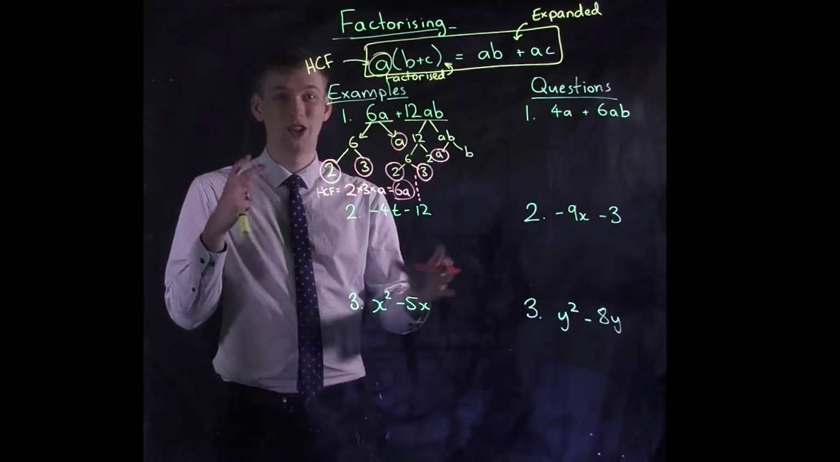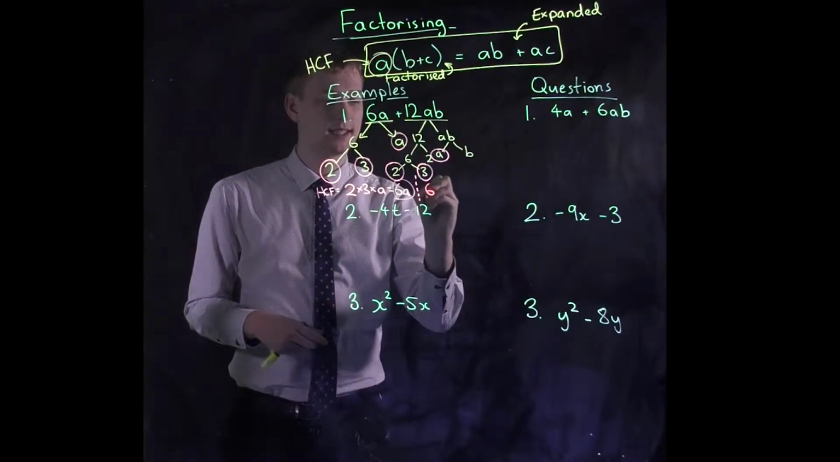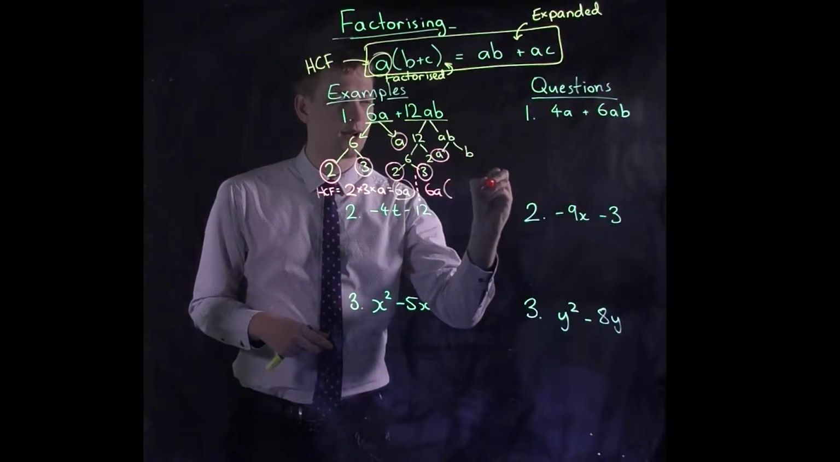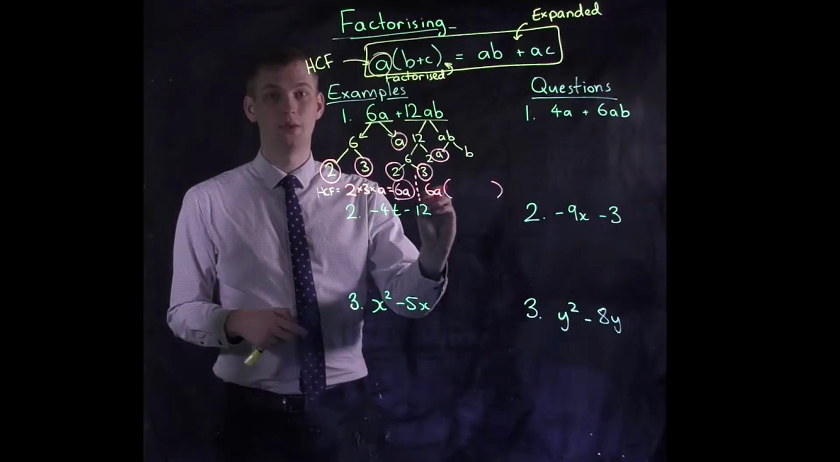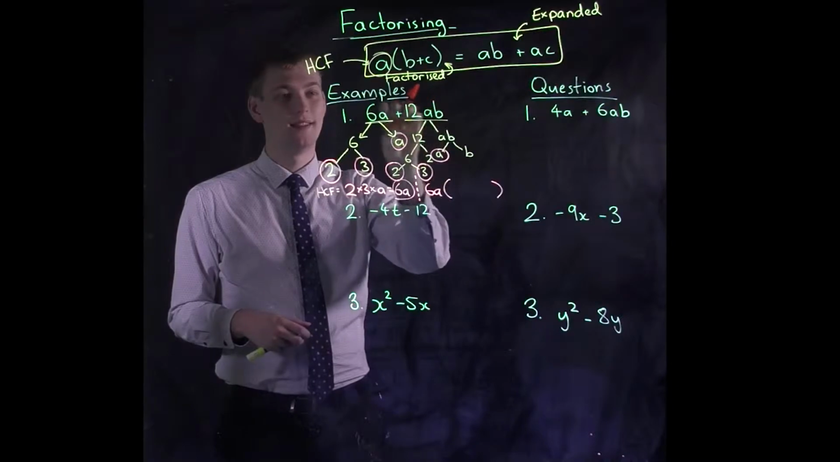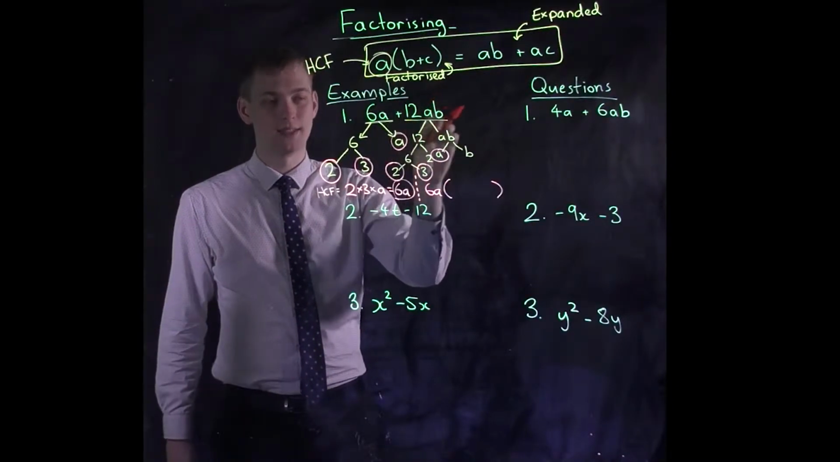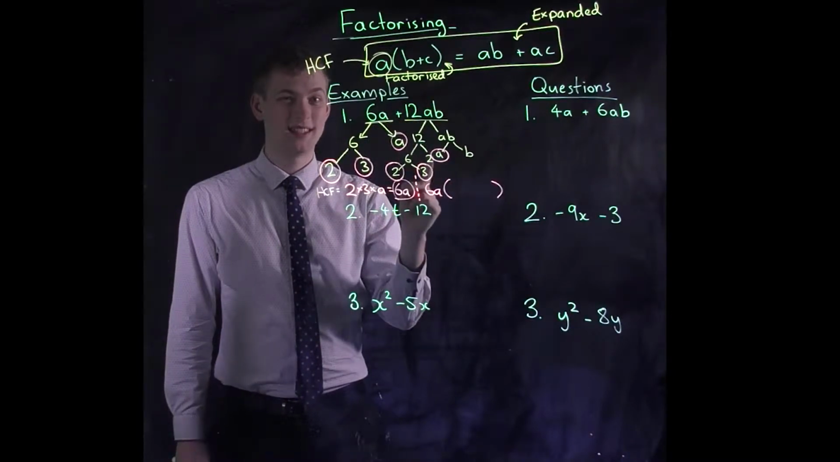Now it becomes a lot easier. We want to put our highest common factor at the front, so we're going to go 6a, and then we're going to have brackets with stuff inside of them. So the way that we find out what this b and c are is we're going to divide this thing here by our highest common factor and this one by our highest common factor. So if we divide 6a by 6a, we're going to get 1.